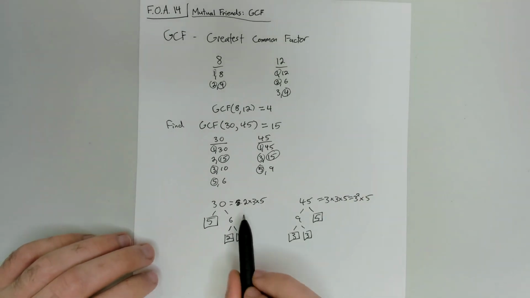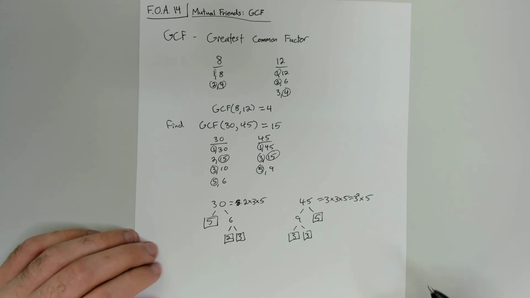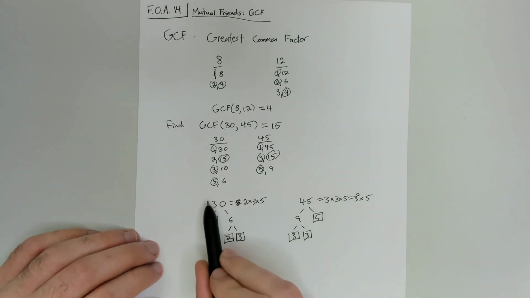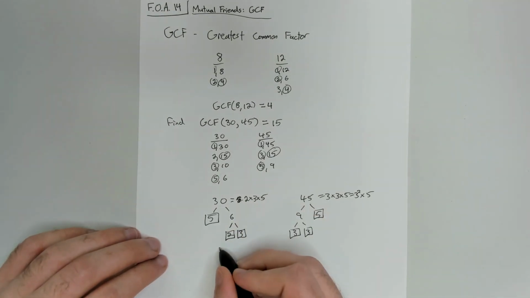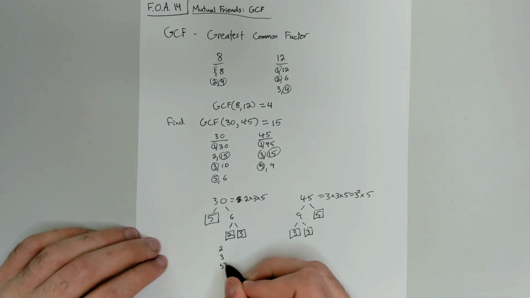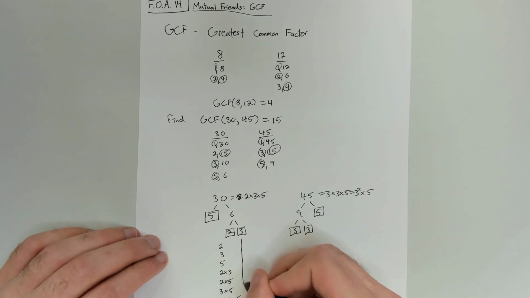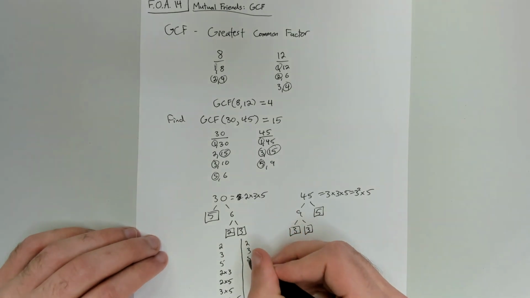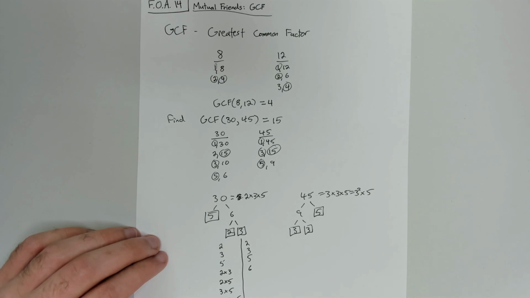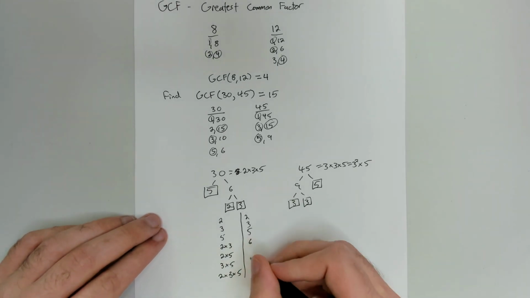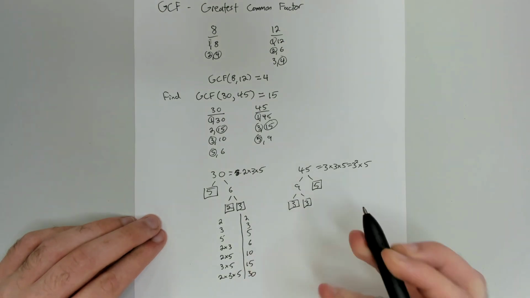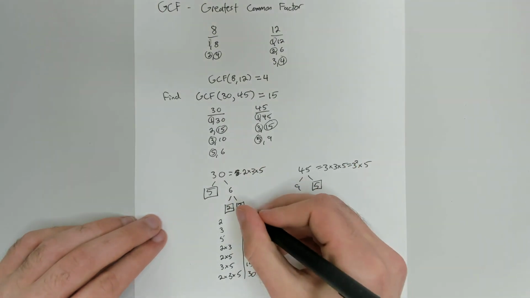Then using these, we could get all the possible combinations of 2, 3, 5 to get all our factors of 30. We have 2, 3, 5, 2 and 3, 2 and 5, 3 and 5, and then 2 and 3 and 5. And this gave us 2, 3, 5, 6, 10, 15, and 30, which is exactly all of our factors here. Of course, we have to add 1.